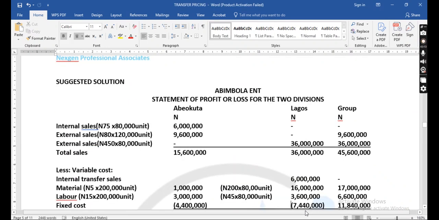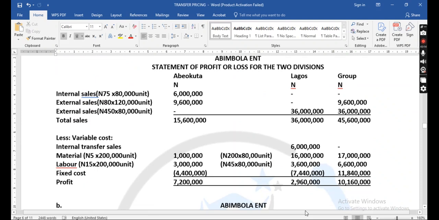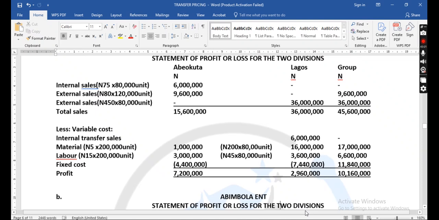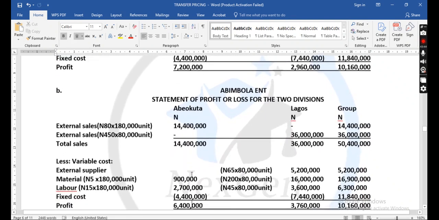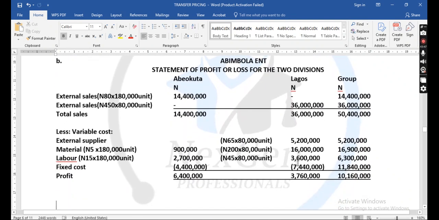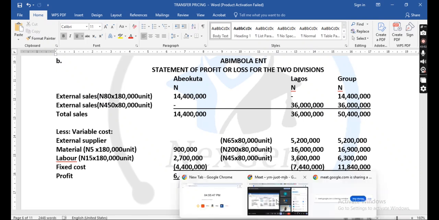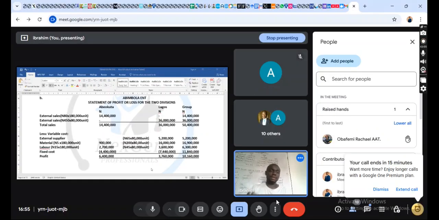Adekoya, are we still together? So you can see the profit. Although the group profit remains the same, the profit of the divisions changes, right? When Lagos decides to buy internally, the profit will be 2,960, while the profit of this one is 7,200,000 because of those 200 units. Now, when they decide to share it this way, the profit of Lagos increases while Abeokuta's decreases. And that is what we have here. Okay, Obafemi, Rachel.